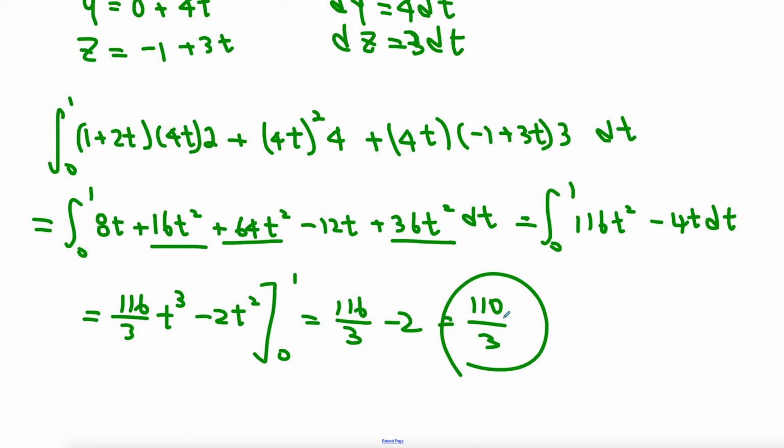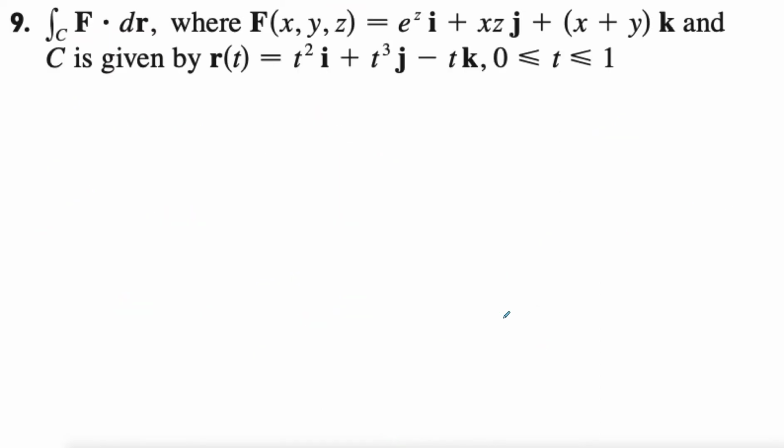Alrighty, let's move on to the next problem, number 9. We have to do the integral of F dot dR, and this is F. R is given to us in this way. In terms of F, I just have to substitute R of t into this location, so it's not that bad. And we just have to find R prime, which is equal to 2t, 3t squared, and negative 1.